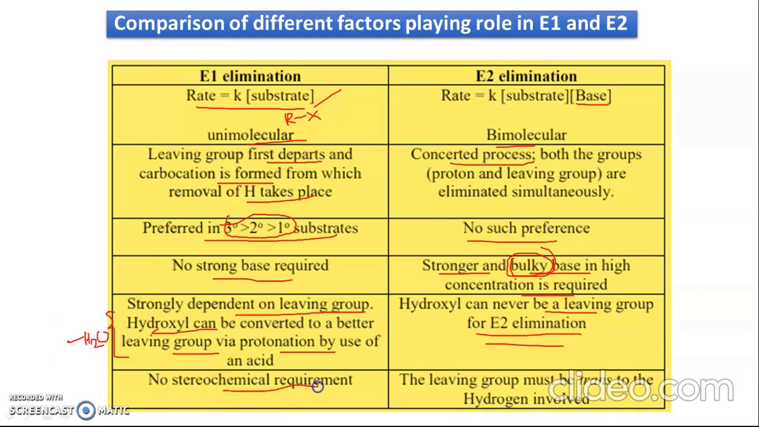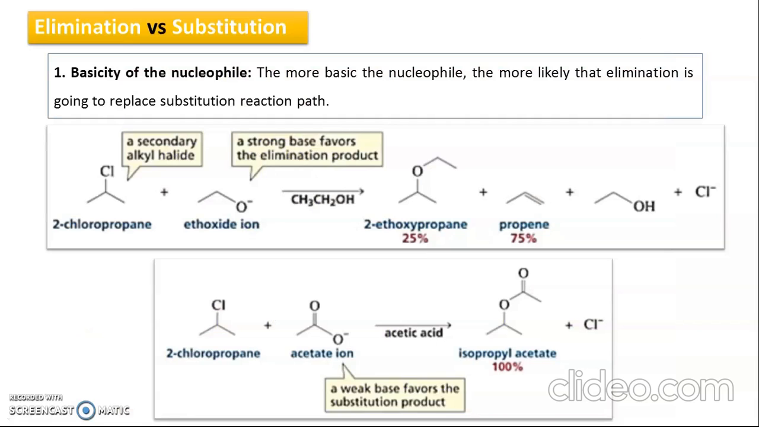And the last point: E1 has no stereochemical requirement, but in E2 the leaving groups, that is H and X, must be trans to each other. That is the anti-periplanar arrangement that we have discussed in detail in the video on the E2 mechanism. So that is all about E1 versus E2. Our next topic will be elimination versus substitution.